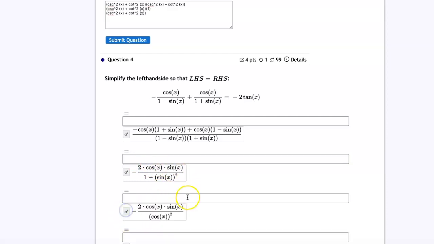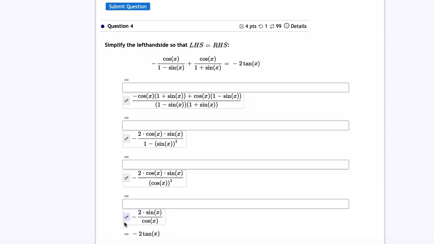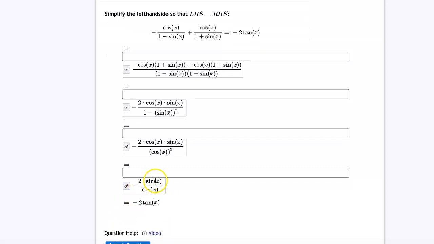Then in the very next step, we've used the Pythagorean identity to replace 1 minus sine squared x with cosine squared x. And then lastly, you have a cosine here cancel with a cosine here. So you have just a sine x and a cosine x, and the 2 in the negative. And then the sine over the cosine becomes tangent.